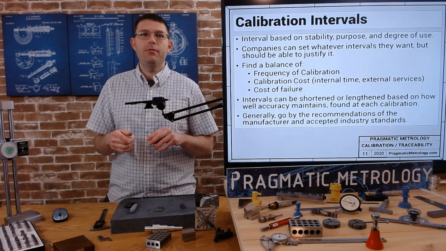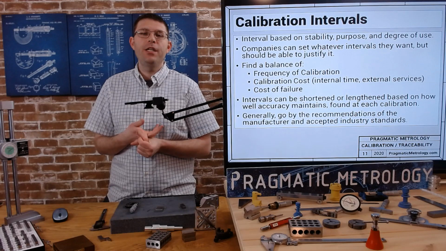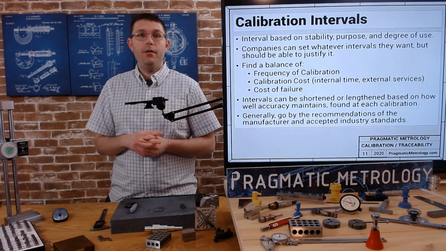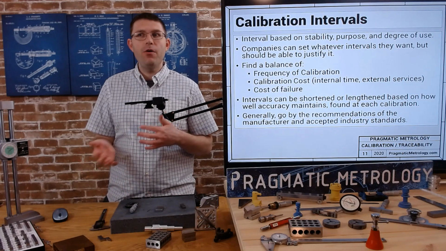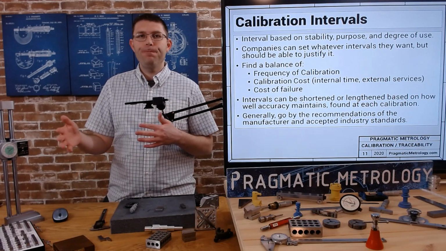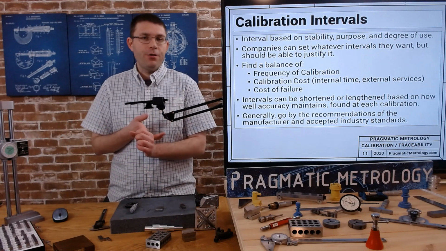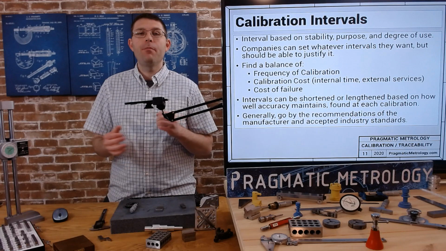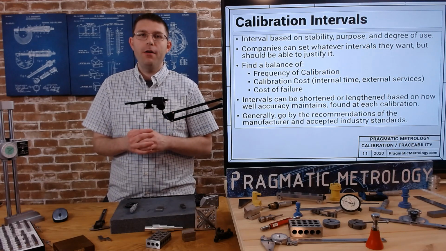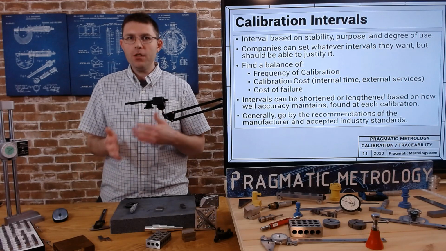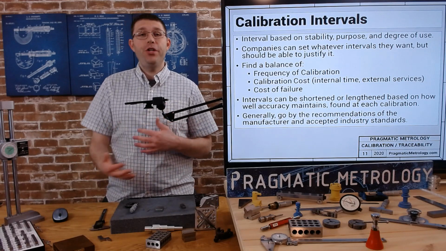You may want to extend it because you're really not using it that often, and calibration is expensive, and the gauge is very stable. You don't think it's going to change over time if you extend it. You might want to decrease the interval because you use it a lot, and if that gauge goes out, it's a big problem for you. So you want to check it more often, to make sure the parts you're making are correct. So you get to decide it and put it in your calibration system.